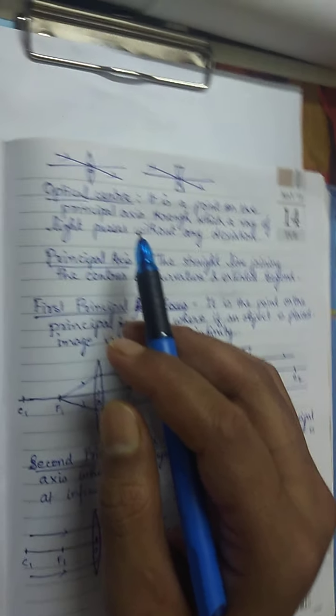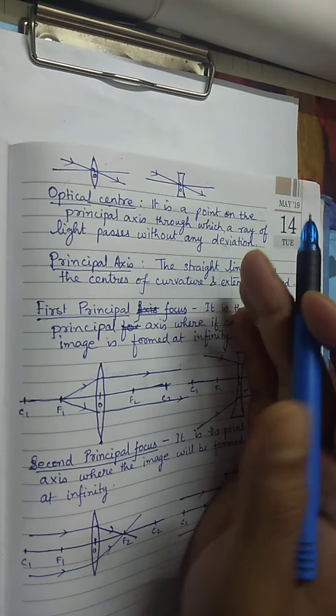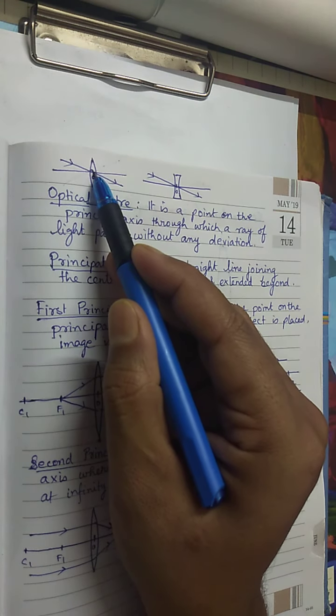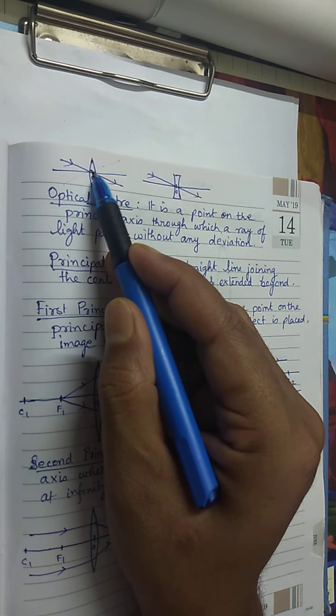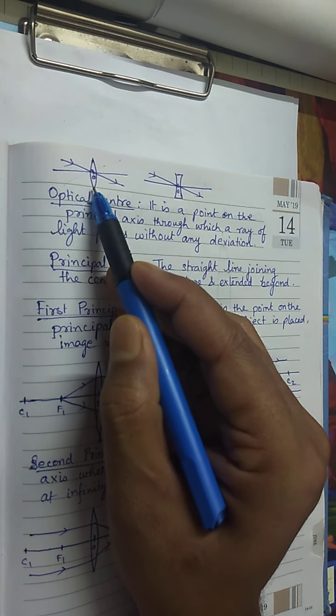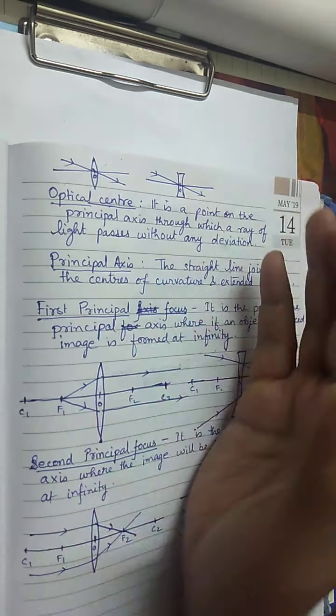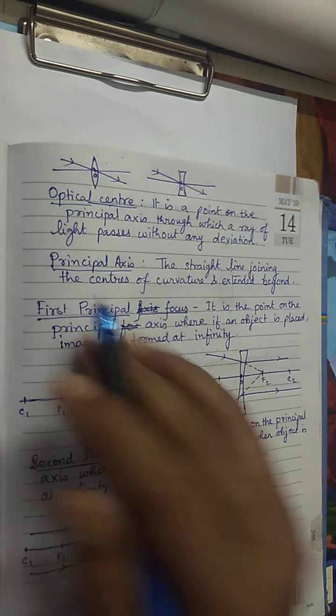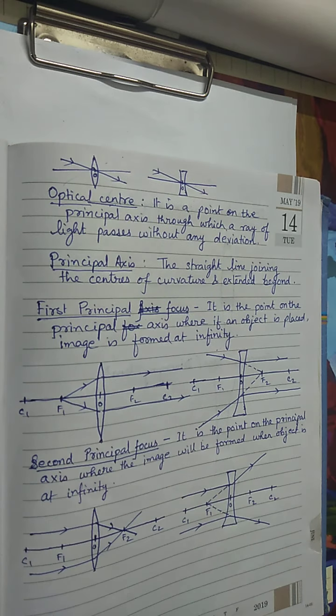Now, since the lens is a uniform lens, meaning both the surfaces are of equal curvature, therefore O lies exactly in the center. If, however, this surface is more curved, this is flatter, then the position of optical center may change, but that is not required for you all. Next, coming to focal point.